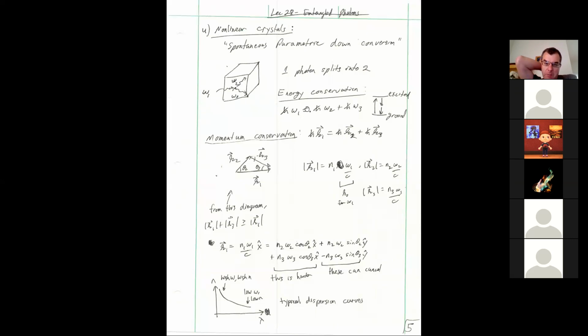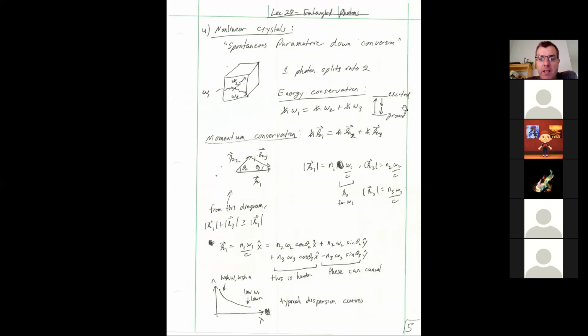In spontaneous parametric down conversion, basically one photon raises the system to an excited state. When it falls back to ground, it emits two photons. And by energy conservation, h bar omega 1 equals h bar omega 2 plus h bar omega 3.